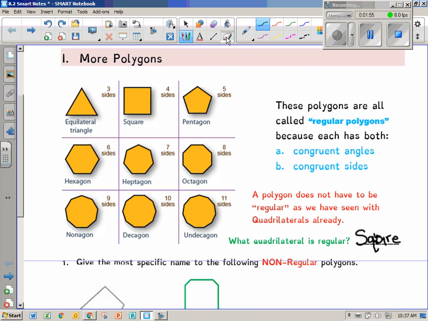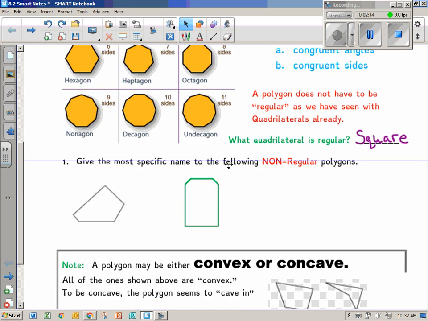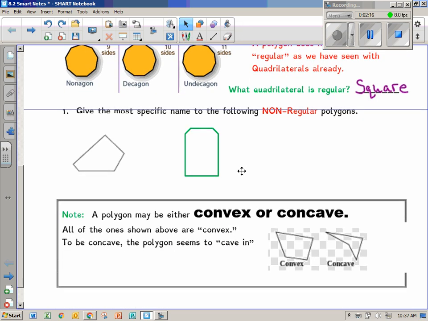I'm going to erase that. I can do better. All right. S-Q-U-A-R-E. A square.